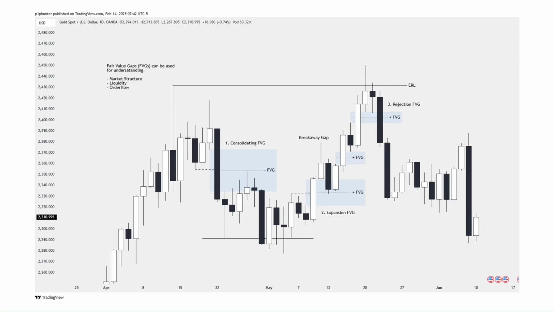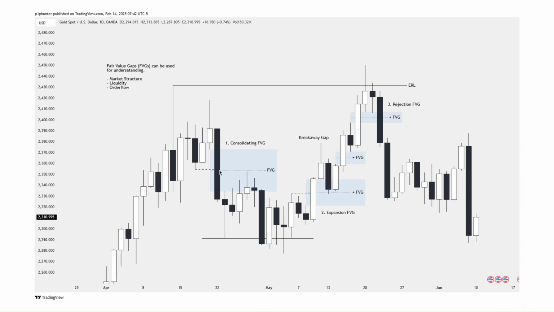Here is an example of basically how we can see all the types of fair value gaps that we were explaining forming together in a single fractal. As we can see, we have a bearish fair value gap here aligning with the market structure after giving us a shift in order flow.